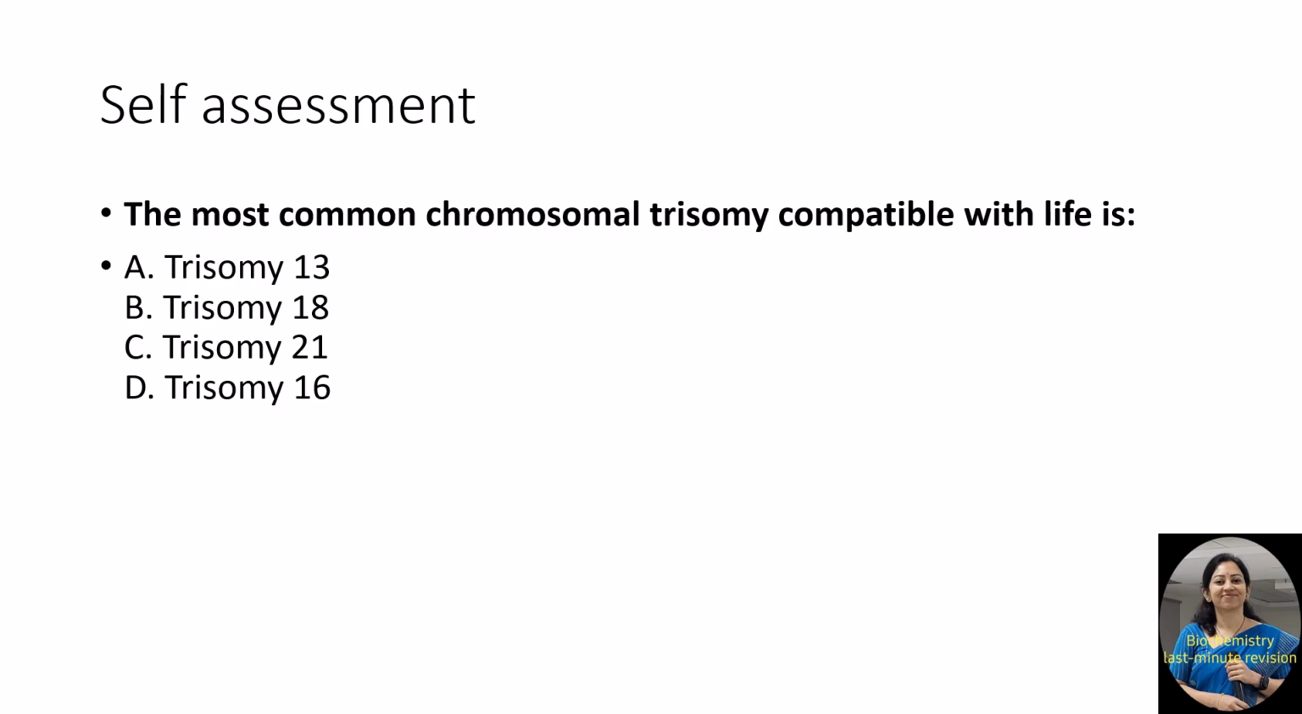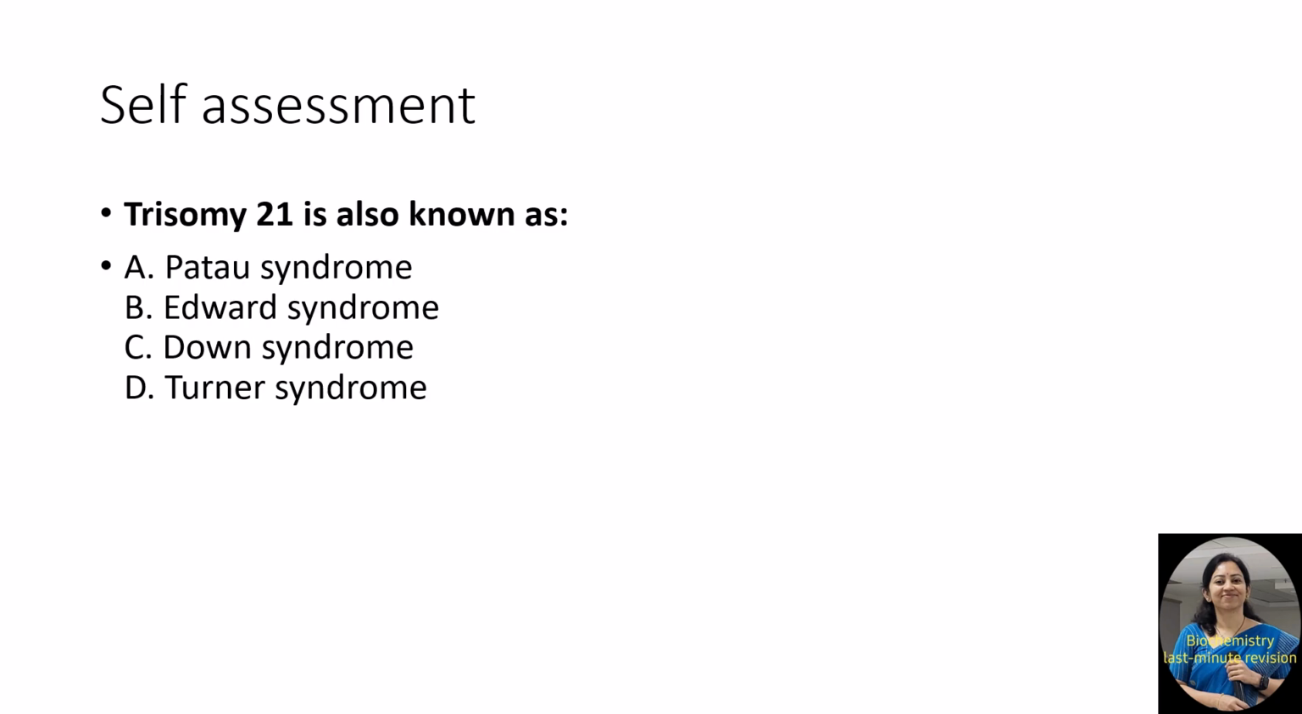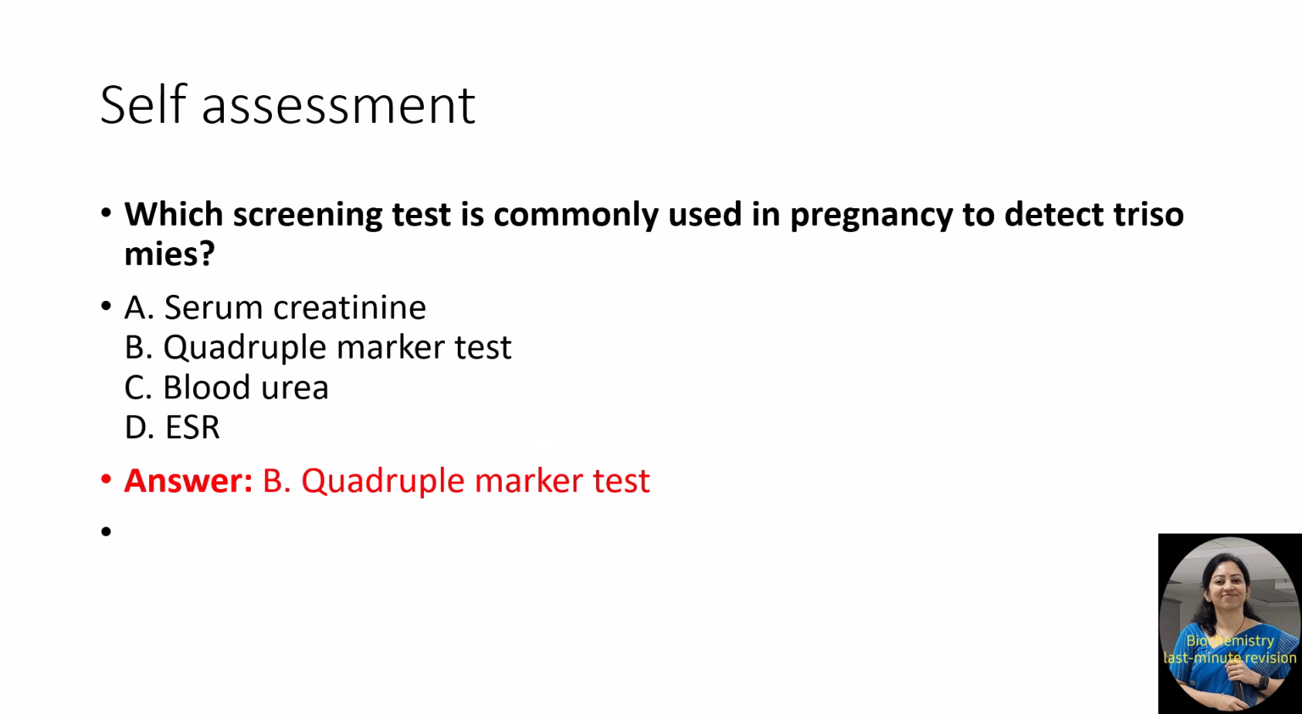The most common chromosomal trisomy compatible with life is trisomy 21, that is Down syndrome. Trisomy 21 is also known as what? Down syndrome. Which screening test is commonly used in pregnancy to detect trisomy? It is the quadruple marker test, whose components include alpha fetoprotein, beta HCG, pregnancy associated plasma protein A, and urinary estriol.